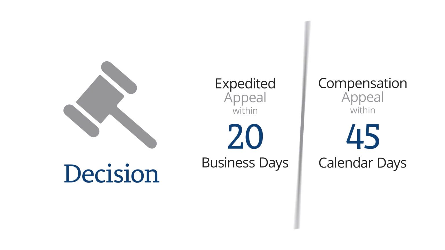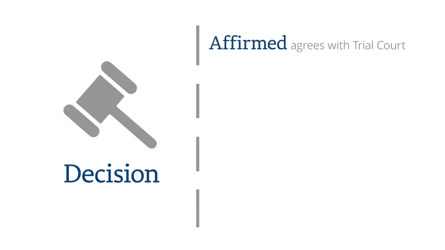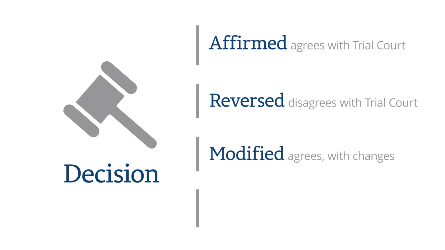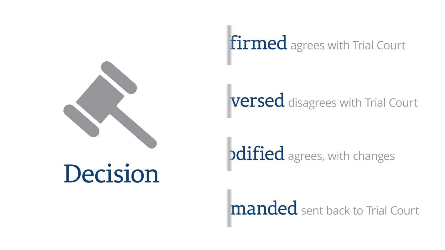If the appeals board agrees with the trial court's decision, the trial court decision will be affirmed or upheld. If the appeals board disagrees with the trial court's decision, it will be reversed or overturned. Or depending on the circumstances, the trial court's decision may be modified or altered in some way. And if the case is remanded, that means it is being sent back to the trial court for additional proceedings. Any combination of these dispositions is also possible.